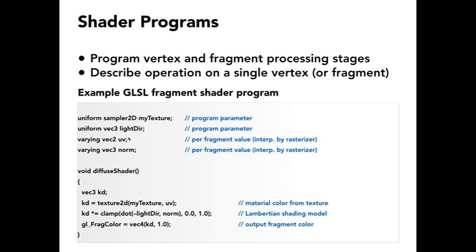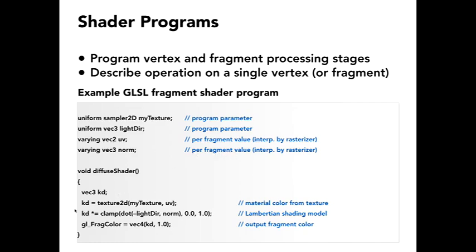Okay, and then we have a UV coordinate that is varying. Varying is a keyword that just says this is going to change per fragment in this domain-specific language. And this is a promise, essentially, that the rasterizer is going to interpolate this variable from vertices across fragments. This is another varying that's the normal vector. So this is also going to be per-fragment value interpolation.